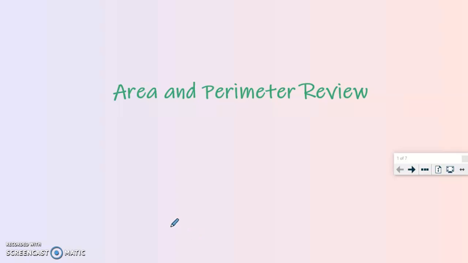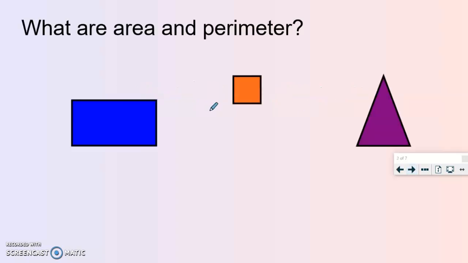Hey everyone, we're going to do a quick review today of area and perimeter. These are all things that you probably learned last year in third grade. And so again, this should be a review and not the first time you're learning about area and perimeter. So real fast, we're just going to quickly review the definitions.